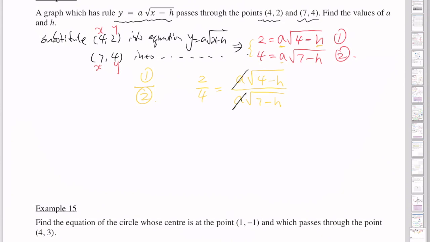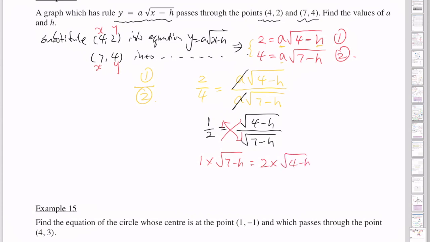Then the left hand side will become 1 over 2, equal to square root of 4 minus h divided by square root of 7 minus h. Then we can do the cross multiplication method. So that becomes 1 times square root of 7 minus h equal to 2 times square root of 4 minus h.